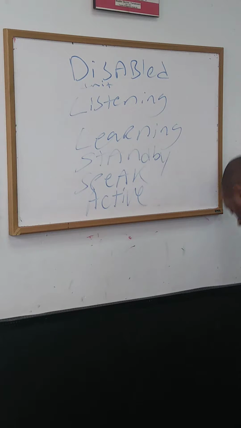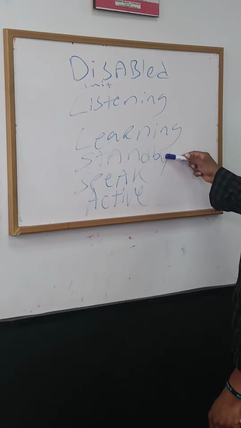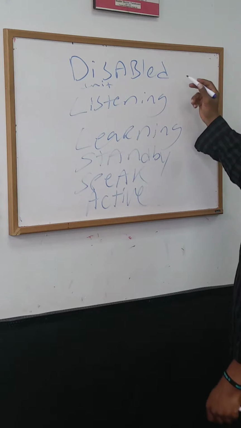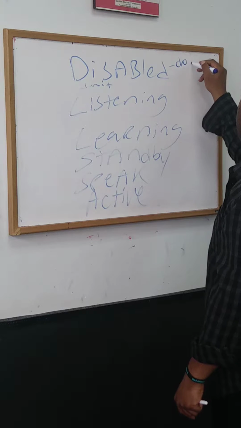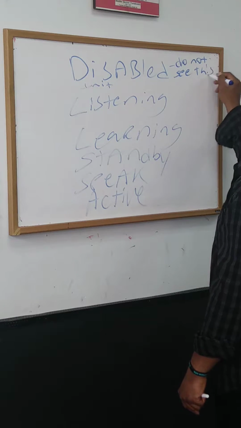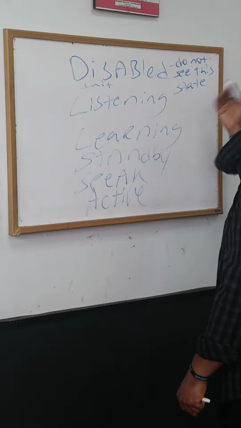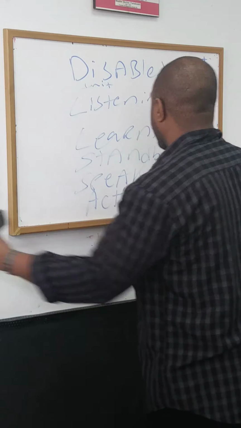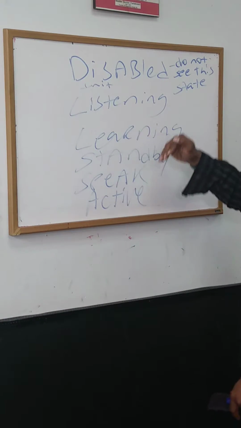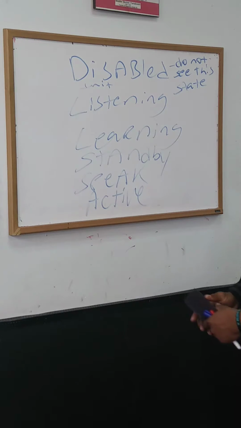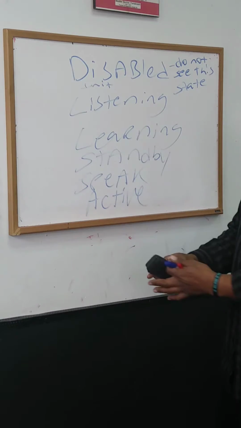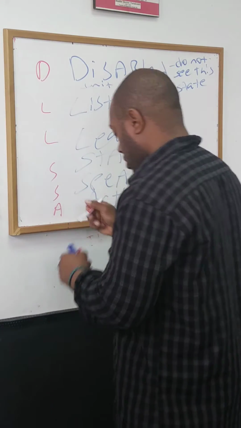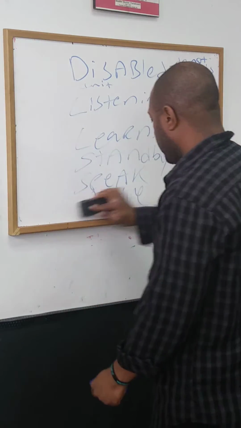You basically have disabled, listening, learning, standby, speak and active. Disabled is a state you do not see in the show commands. Listening, learning, standby, speak, and active. So you can remember DLLSSA. These are the states of HSRP. You can just remember DLLSSA.